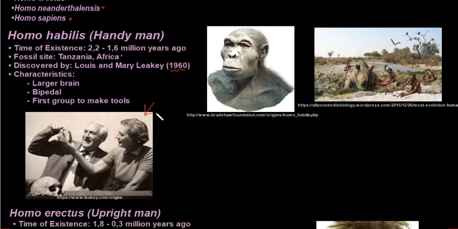1960. So this is Louis and Mary Leakey down here, 2 very influential archaeologists that opened up quite a lot to the world of archaeology. So Homo habilis had a larger brain, it was bipedal, and it was believed to be the first group to make tools. This is a reconstruction, and this is just a nice image to show what life would have been like and how they were using tools to skin and hunt animals.